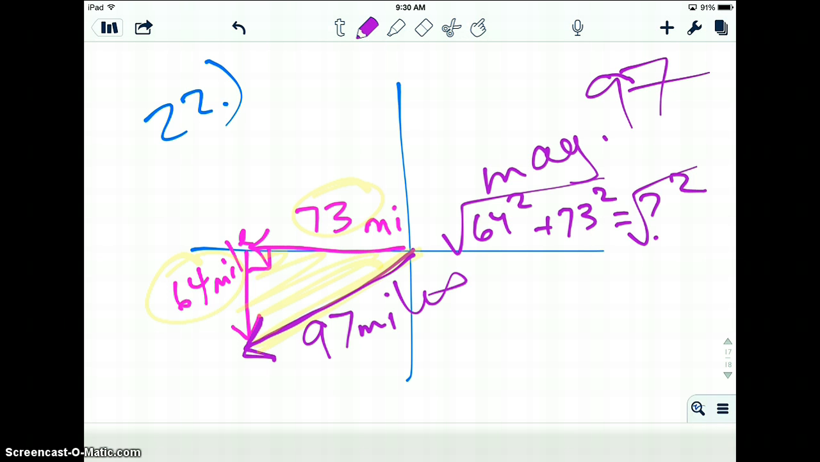And it also wants to know the direction. So the direction, I need a degree. And I need it from the origin, so I need this angle right here. Okay, and that's a theta symbol. That's the variable we end up using to describe an unknown angle.